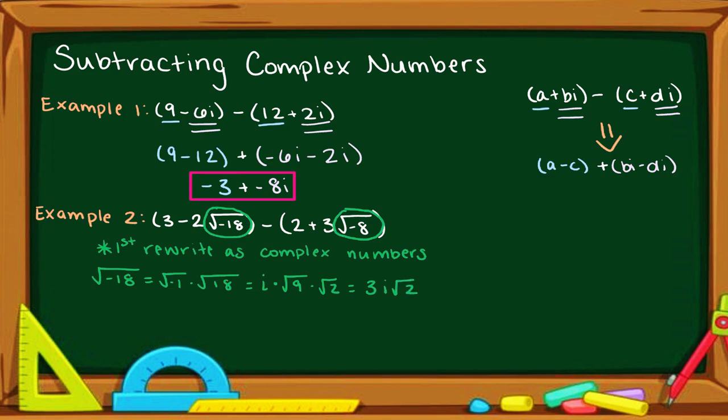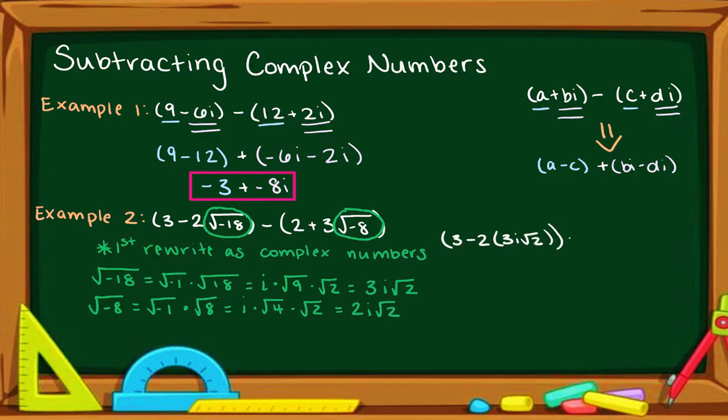The square root of negative 8 can be written as the square root of negative 1 times the square root of 8, which is i times the square root of 4, which is a perfect square, times the square root of 2, which becomes 2i square root 2.